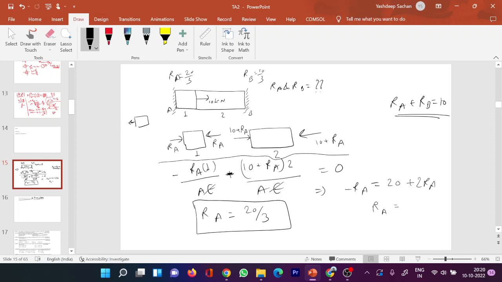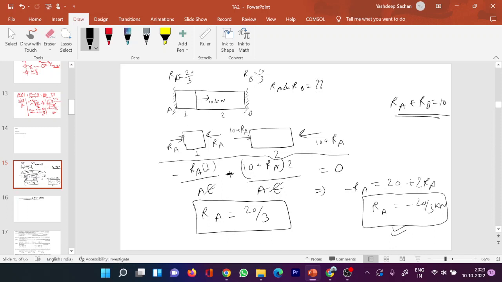Sir, RA will be minus 20 by 3. Yeah, minus 20 by 3 it will come, right? But whatever we supposed in our assumption is wrong. We have taken here as a compression, right? So it is not compression. Actually, it would be tension, but magnitude would be this. That you have to say, right? Got it or not?